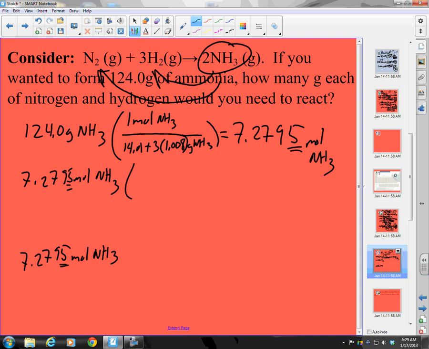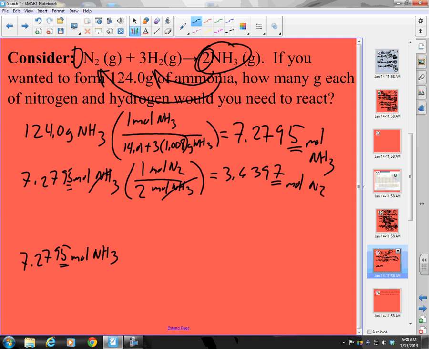And I'm going to look at moles of N2 per mole of NH3. And what do I have here? I have a 1 here and I have a 2 here. Cool. And so divide that by 2, and I get 3.6397 moles of what? Moles of N2.